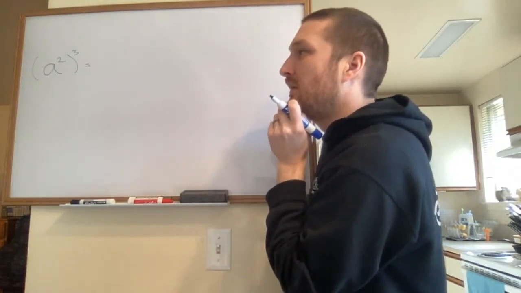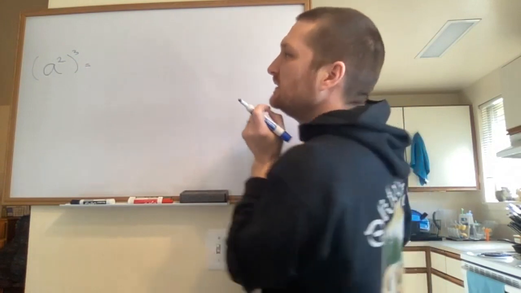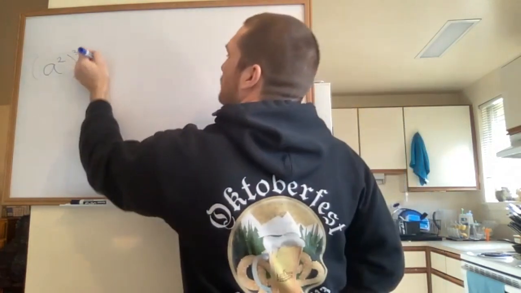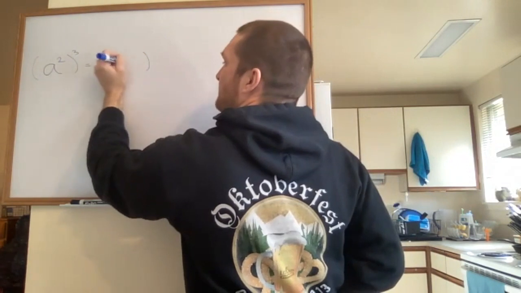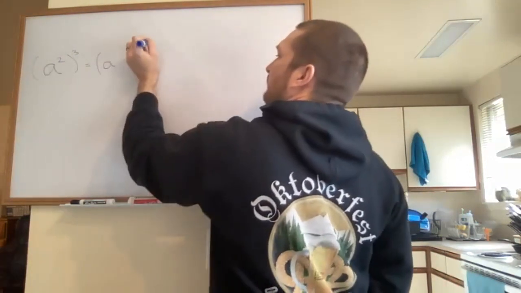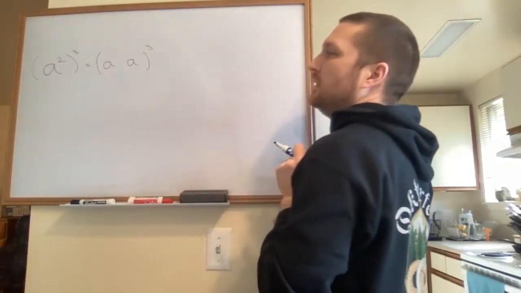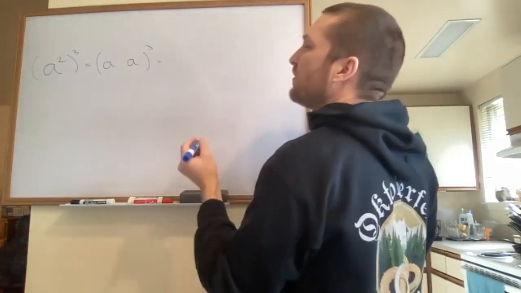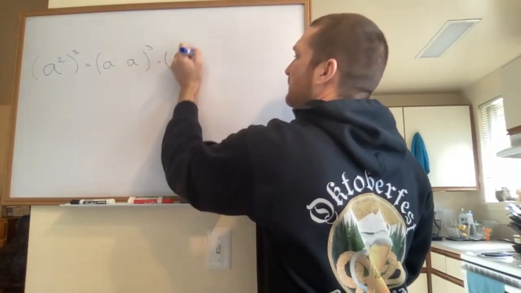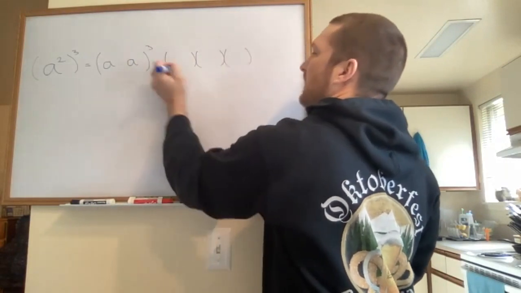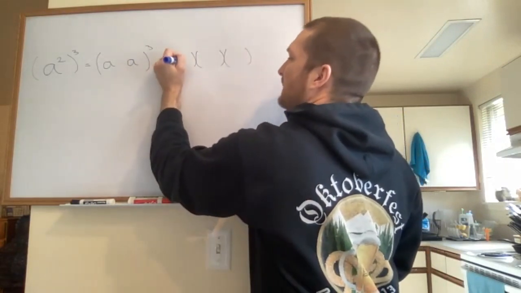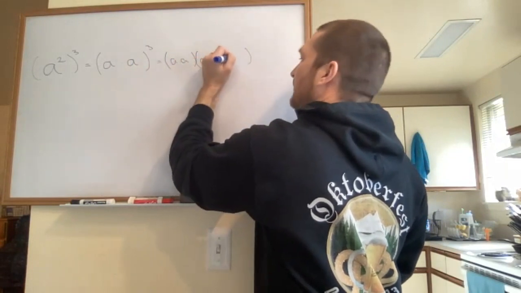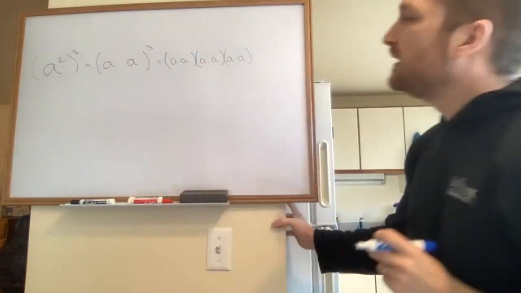Okay, so this right here is a squared, is a times a, right? To the third power. And raising something to the third power means we take whatever it is and multiply it by itself 3 times, right? And so then we have a times a times a times a, right?